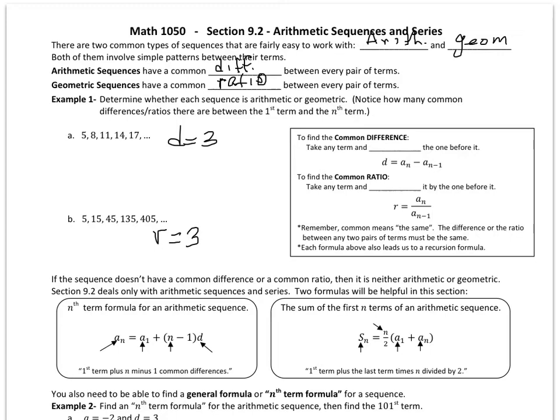So now again, to find the common difference, take any term and subtract the one before it to get our common difference. So in other words, the common difference is equal to a sub n minus a sub n minus 1. To find the common ratio, take any term and divide it by the one before.